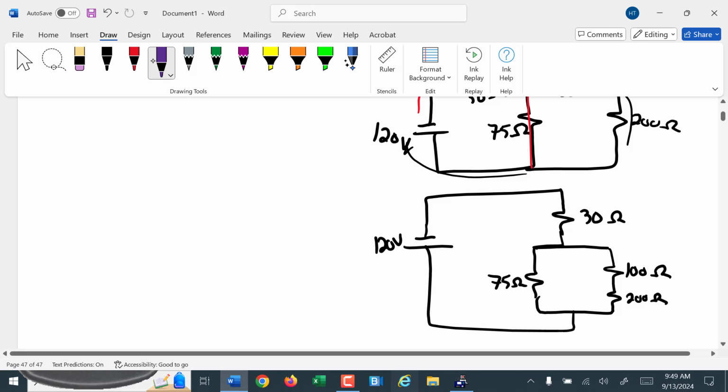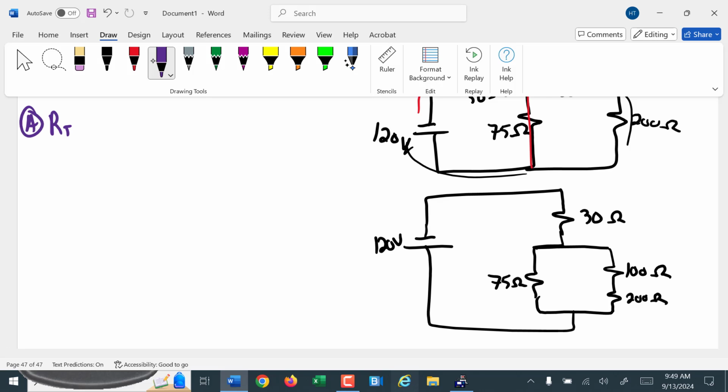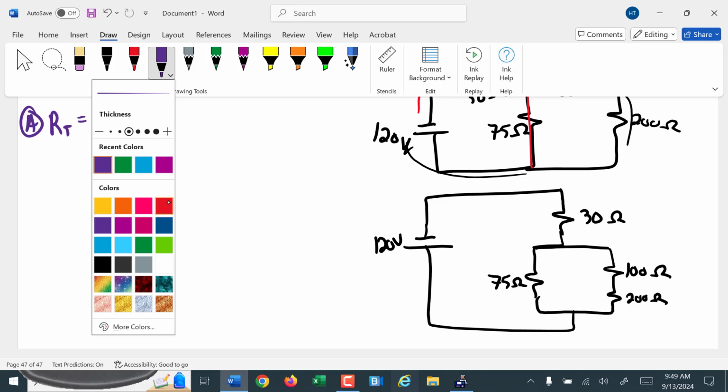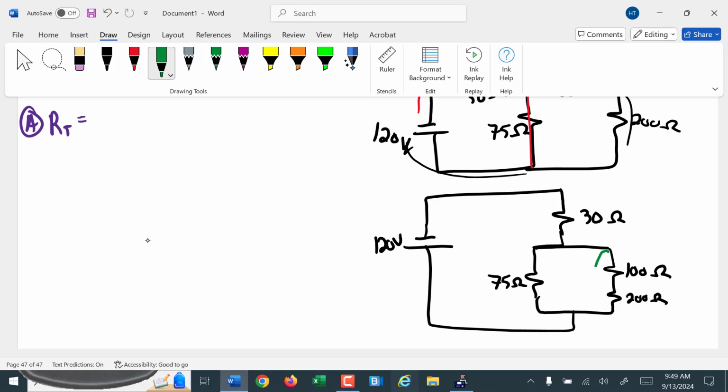So to find the total resistance, we can't just plug into a formula. We've got to go piece by piece. So the first piece we have is this part. They're in series, so what do we do? Add them together to get 300 ohms.